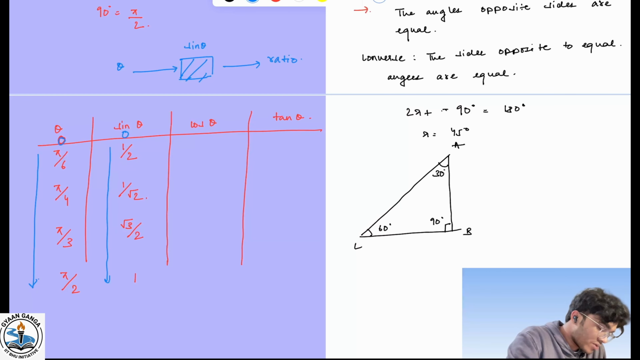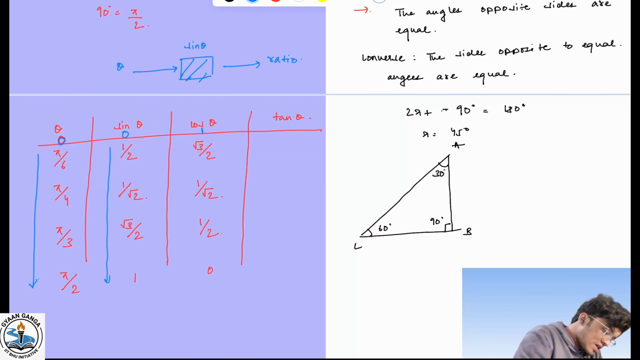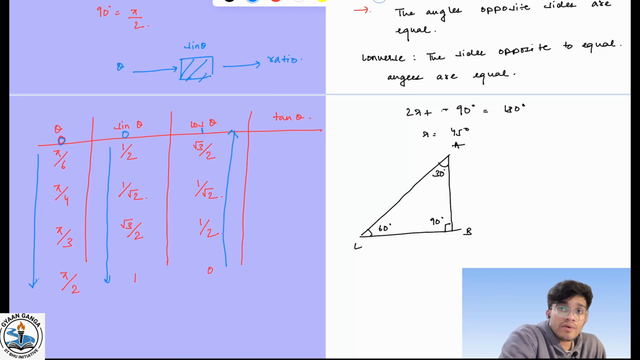Now the values for cosine. The value of cos 0 is actually 1. The value for cos pi by 6 is root 3 by 2. The value of cos pi by 4 is 1 by root 2. The value for pi by 3 is 1 by 2, and the value for pi by 2 is 0. So you see that it now decreases in the reverse order, or we can say that between 0 and pi by 2, cos is a decreasing function.